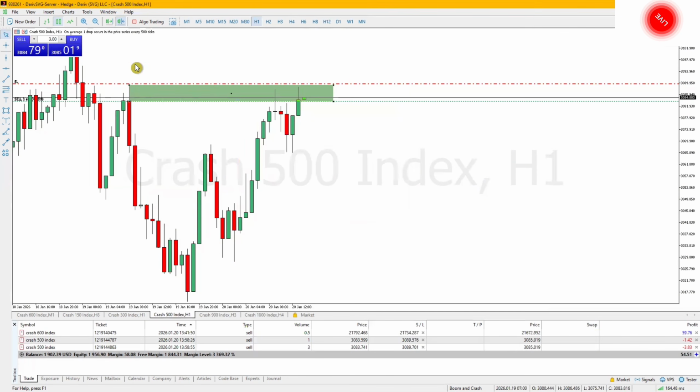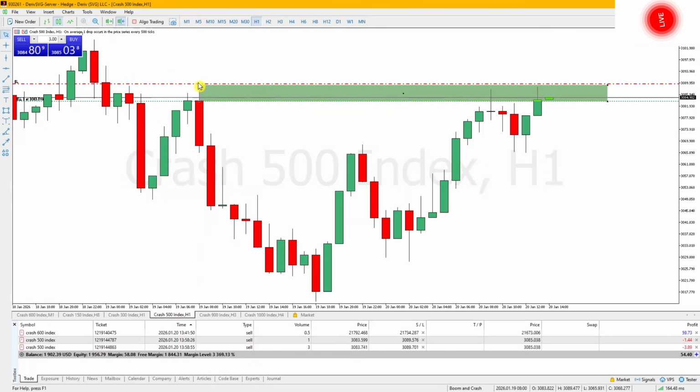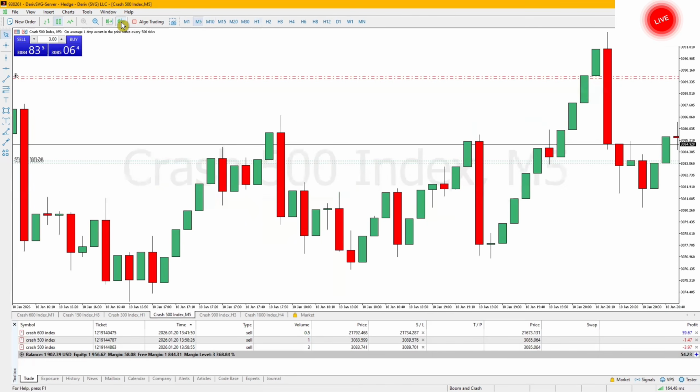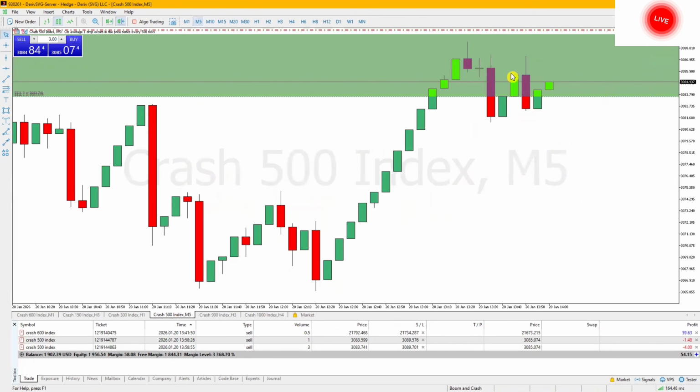Because I drew this zone here. Let me just zoom in. Drew this zone here, so I needed to put the SL outside. But because I took this on 5 minutes, it was a little bit tight because I was using this particular area. Okay, so that is that.